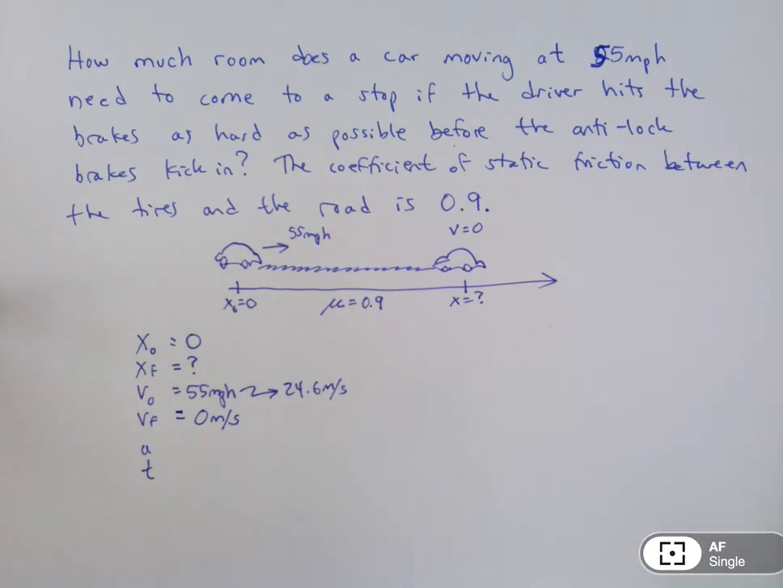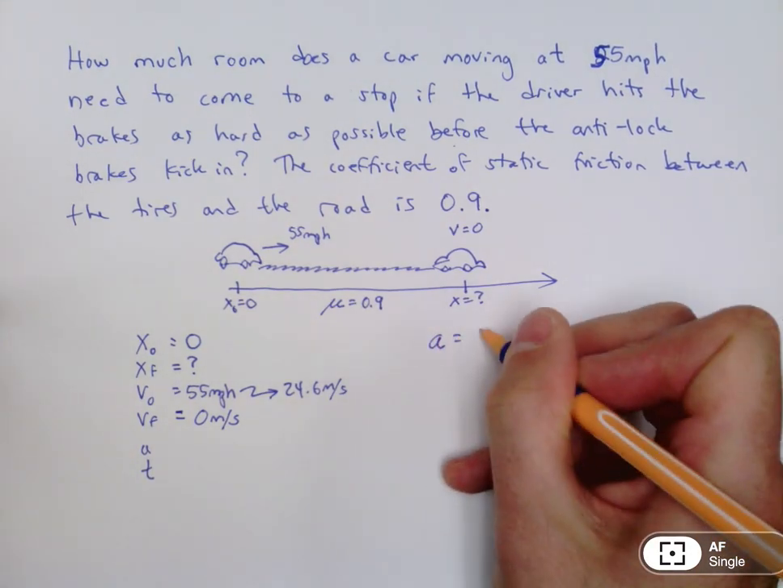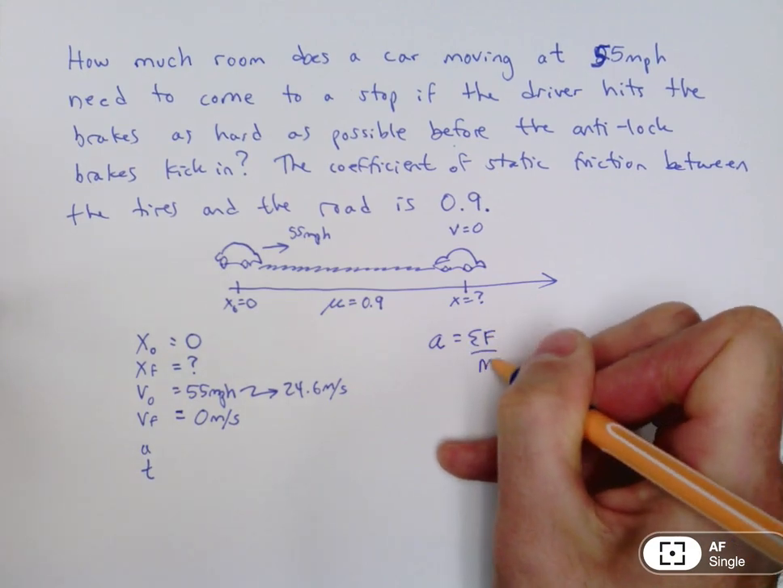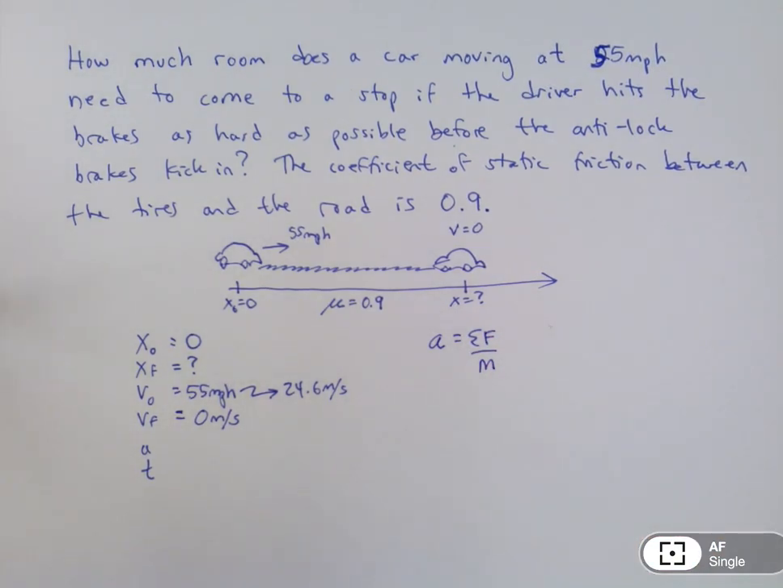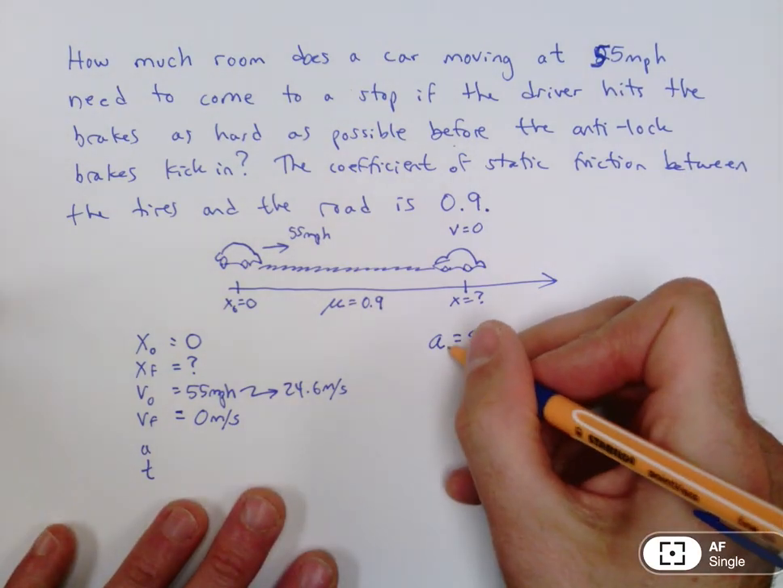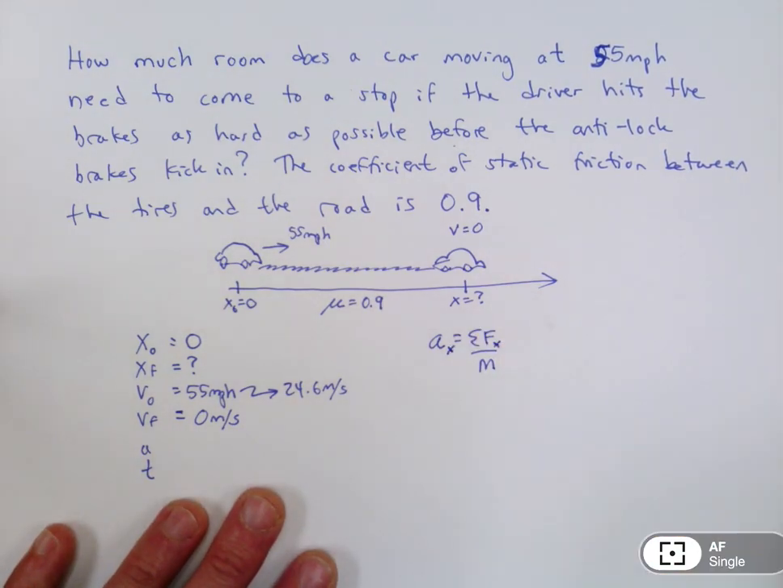And that's not enough information. Somehow we need to get more information in order to use a motion equation. And that's going to come from this equation: acceleration equals net force divided by mass. We're going to use an analysis of the forces to figure out what the acceleration is. We're talking about the acceleration in the x direction here.